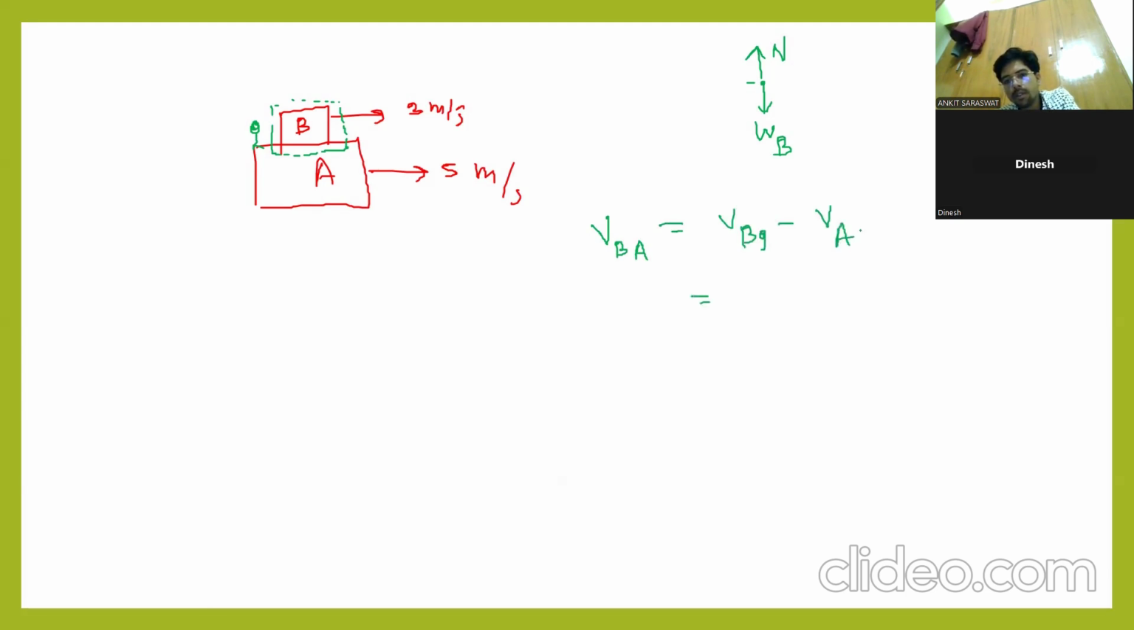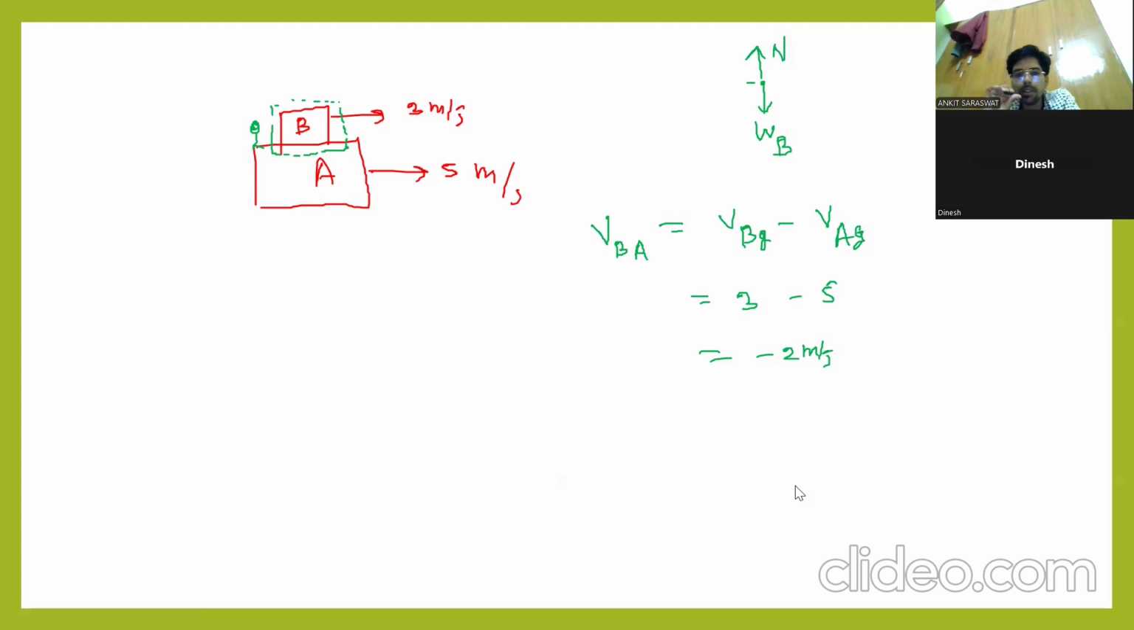B is going to the right at 3. A is going to the right from the ground at 5, so minus 5. What is the velocity of B? Minus 2 meter per second. If you are the observer standing on A and look at B, then B is going back at minus 2 meter per second. Minus 2 means B is going back. Now what is the relative motion of B? Backward or rightward direction?